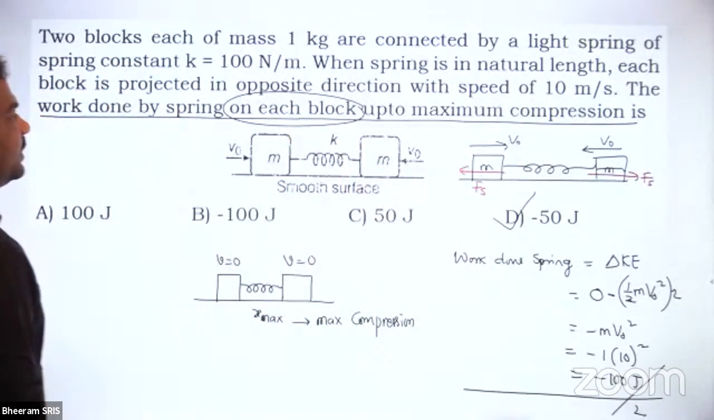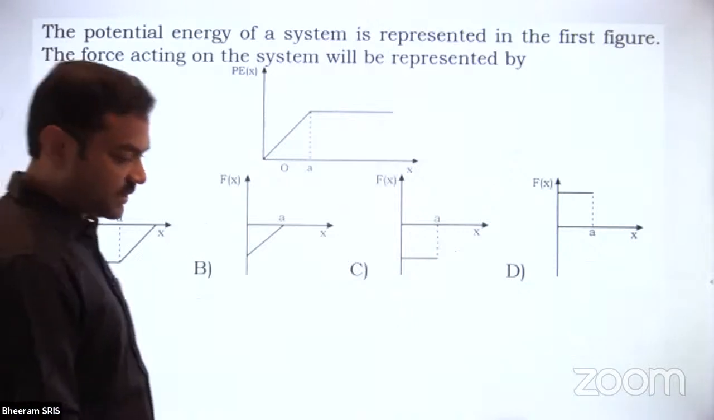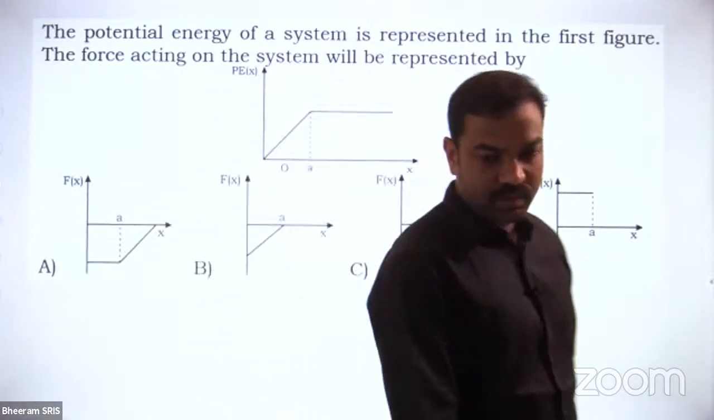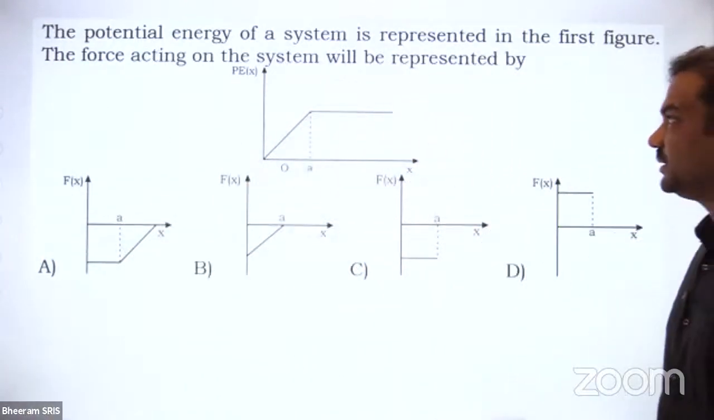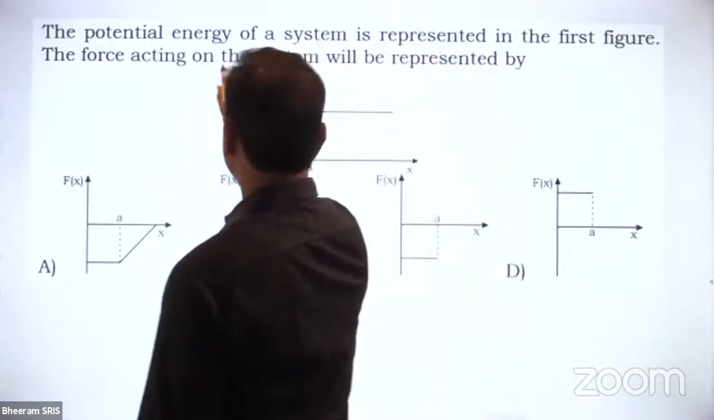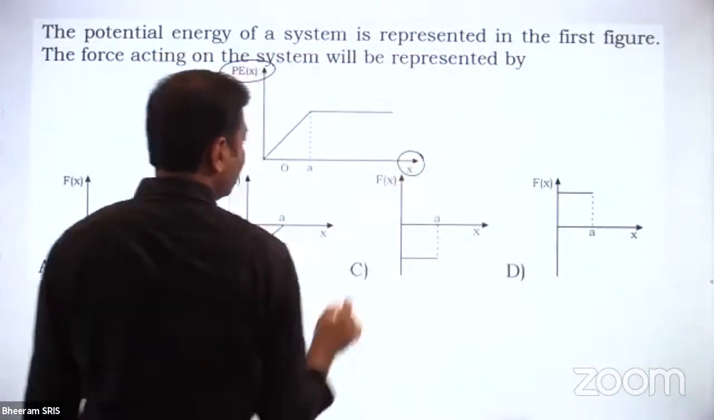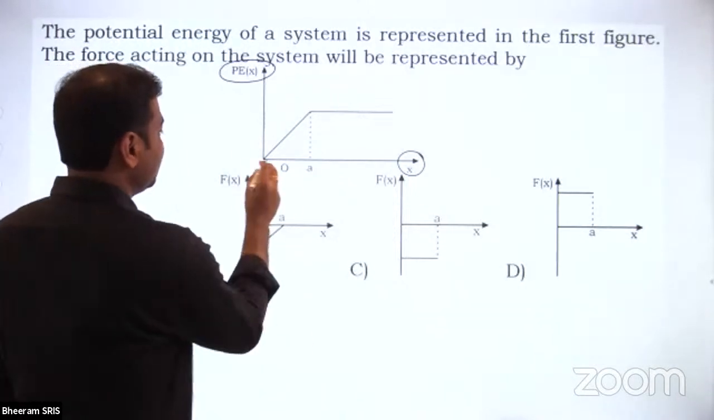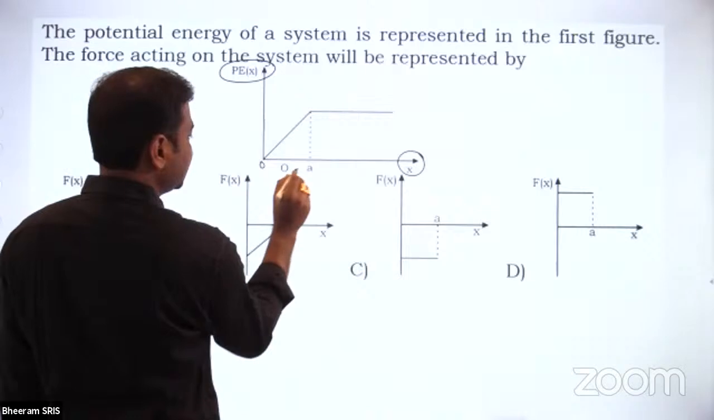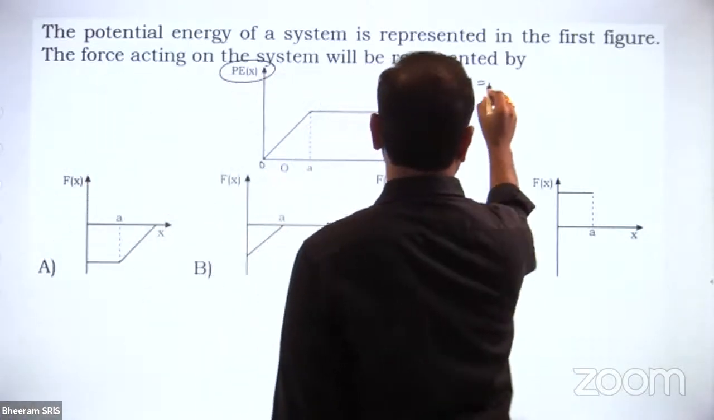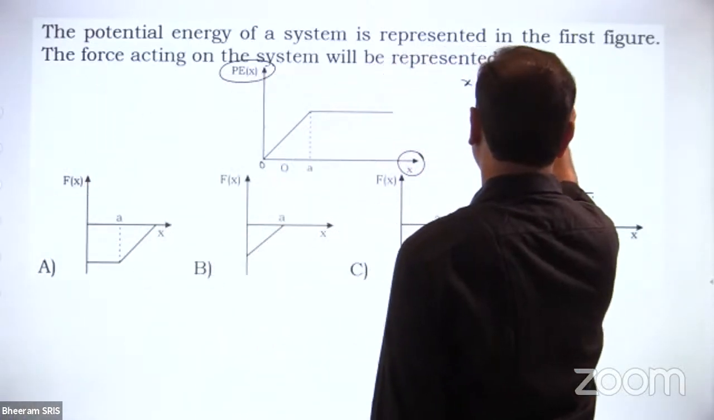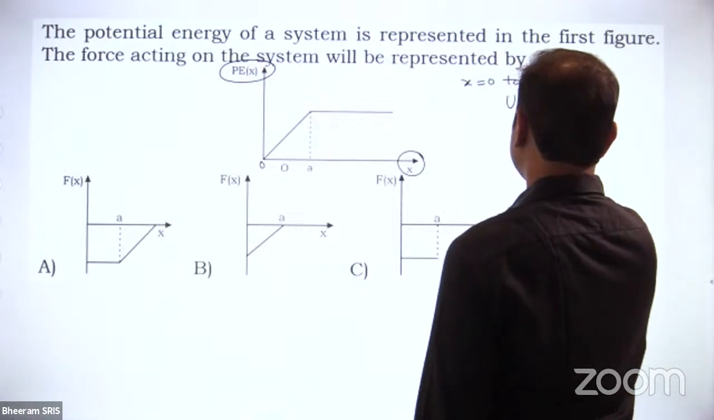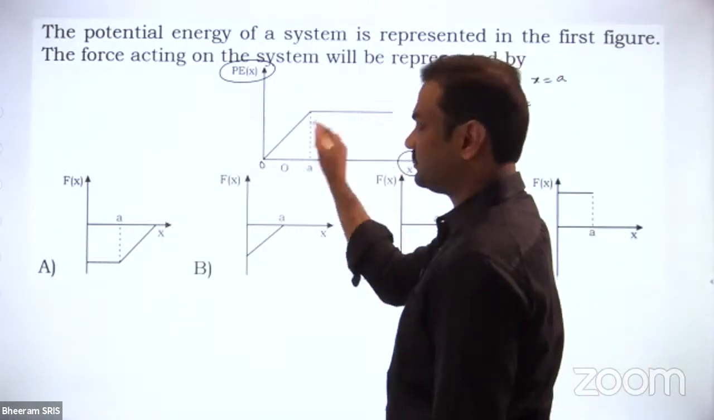Okay. Next, this is the next question. Write down along with me. They have given the potential energy and displacement graph, and they are asking for the force and displacement graph. From x equal to 0 to x equal to A, how is the potential energy? Potential energy is equal to some constant.